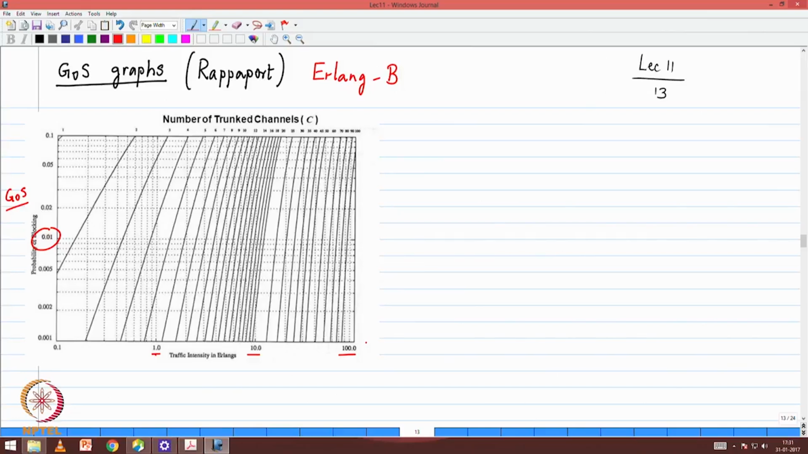That's the offered traffic in Erlangs. Each of these graphs corresponds to a certain number of channels. This says 2 channels. The print is a little bit small, but hopefully you can see it on the figures that you have on the phone.